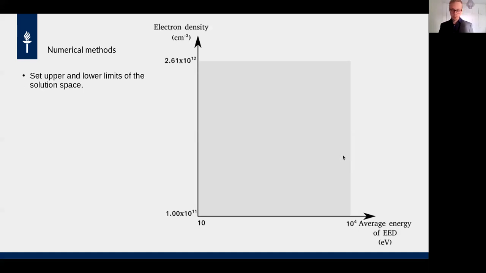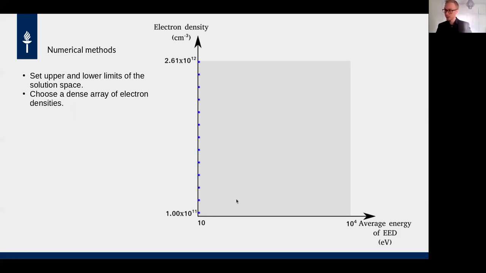Next, we choose the limits for the solution space based on physical considerations. Here we have chosen the upper limit of the electron density, here on this axis, to be the cutoff density for 14.5 gigahertz microwaves. The lower limit has been conservatively chosen to be 1 × 10⁻¹¹ per cubic centimeter based on 1+ stopping experiments. The average energy of the EED has been constrained from below to 10 electron volts, the order of magnitude of the plasma potential, and from above to 10 kiloelectron volts based on experimental evidence.